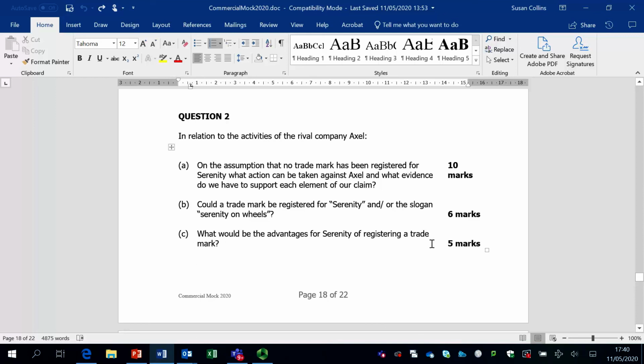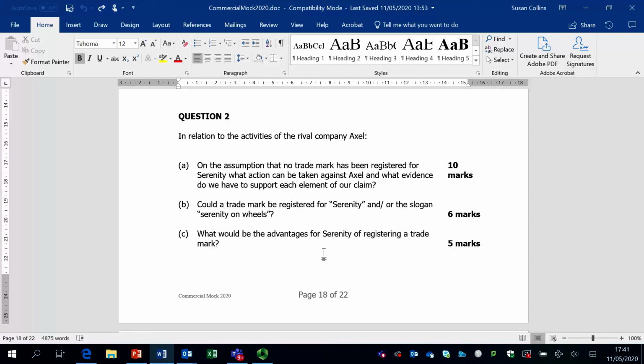The advantages would be, as I've said, infringement action, like with Axel, is easier. It's more straightforward than passing off. You don't have to show goodwill, for example. Once you've registered, the second positive is that it's an unlimited period of protection, so long as you keep renewing and keep using the mark. You don't need to show any goodwill to register.